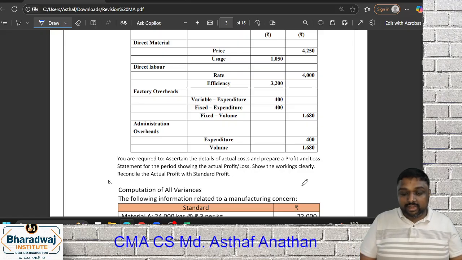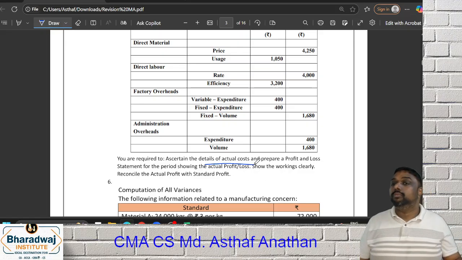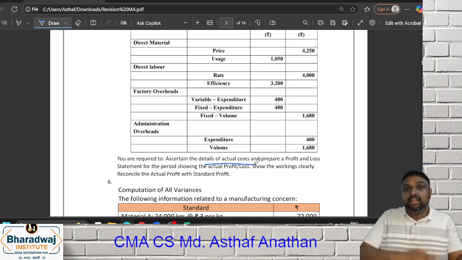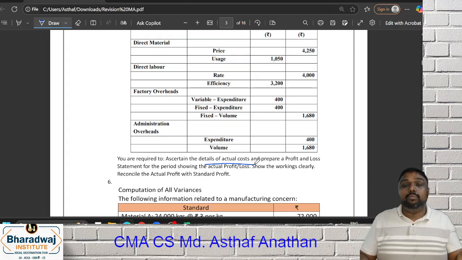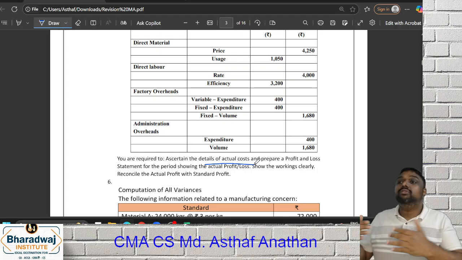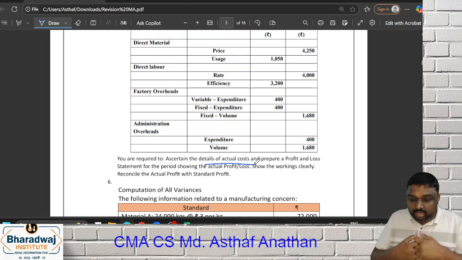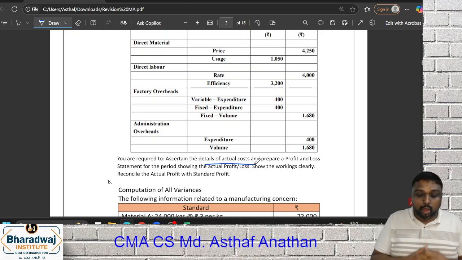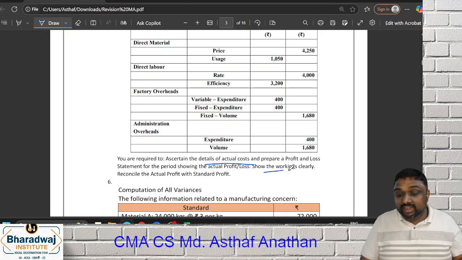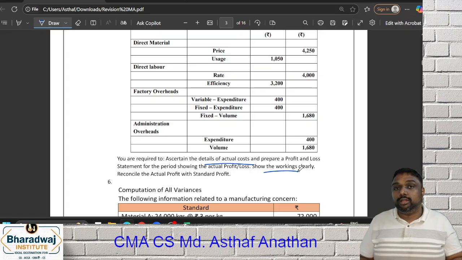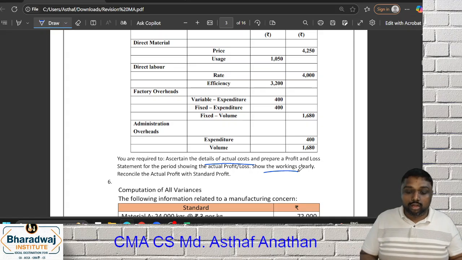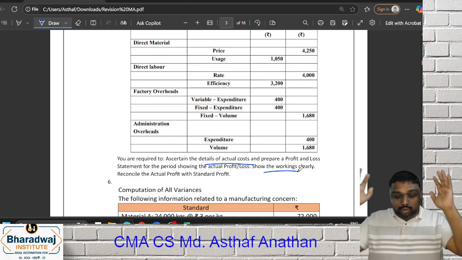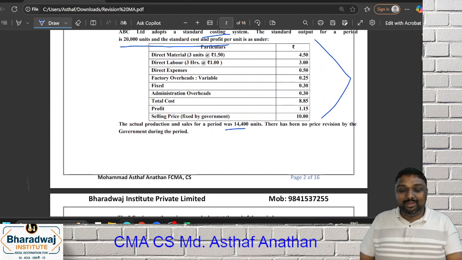You are required to ascertain the actual cost. What is the actual cost? They have given the standard, so very easy. From the standard cost, add all the adverse, less all the favorable, you will get the actual cost. And a profit and loss statement also they are asking. So we'll do proper working. Show the working clearly. We can do a shortcut method. What is the shortcut method? Find out the total standard cost, add all the adverse, less favorable, we can do the shortcut, but they ask you to prepare properly. So we are going to do it properly for you.